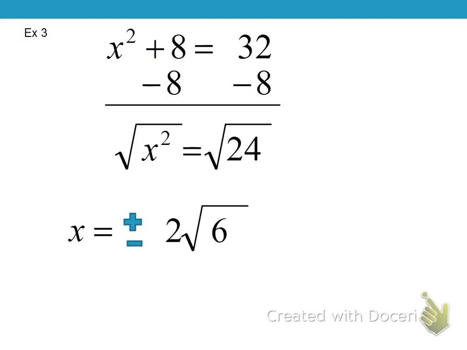How'd I get that? You've got to do a factor tree. So 24 is 4 and 6, 2 and 2, 2 and 3. The 2's come out. The 2 and the 3 are stuck on the inside. You still need the plus or minus, even if it's not a perfect square. Questions?